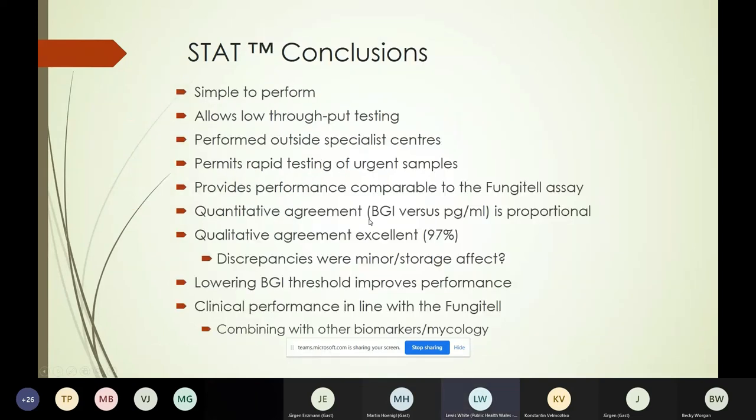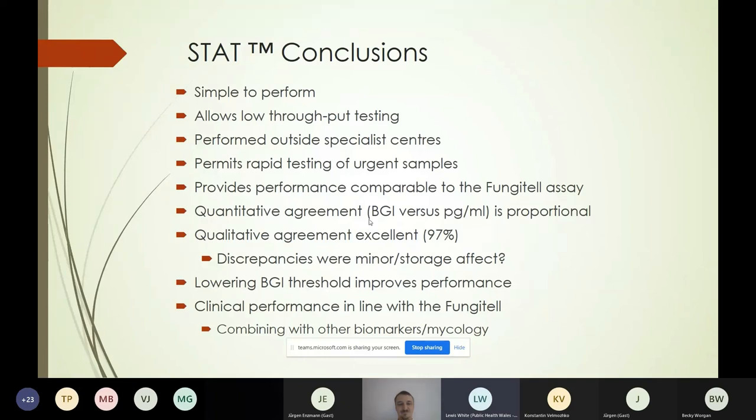the test is simple to perform with minimal hands-on time, generating results rapidly, and allows low throughput testing of between 1 and 7 specimens. That allows it to be performed outside specialist centers and allows us to get results back from urgent samples, which I think, given the onset of the COVID-19 pandemic and the critical care nature of those patients, matters: it's no good having a BDG result back in 96 hours. Performance is comparable to the Fungitell assay, which is good.